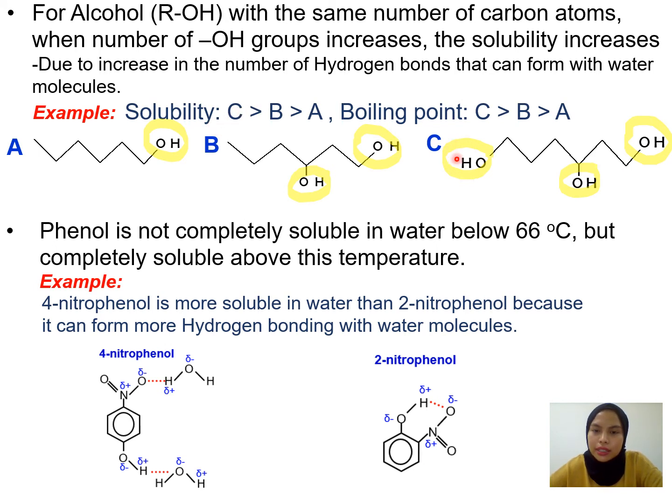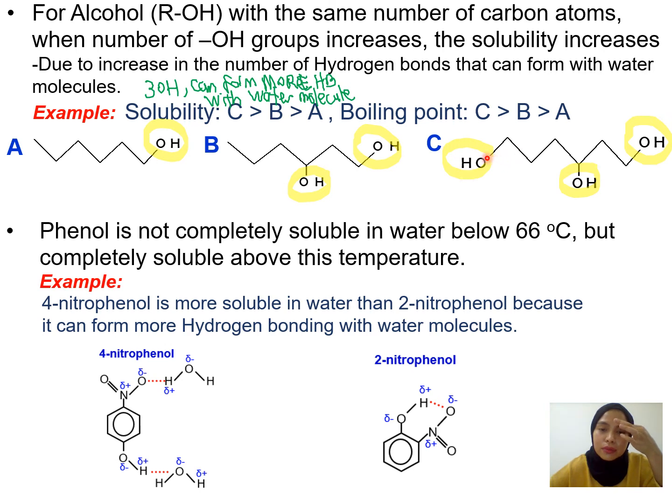Okay, so if you look at structure C, it has 3 OH groups. Since it has 3 OH groups, it can form more hydrogen bonds with water molecules. Okay, it can form more hydrogen bonds with water molecules. That's why C is the most soluble.